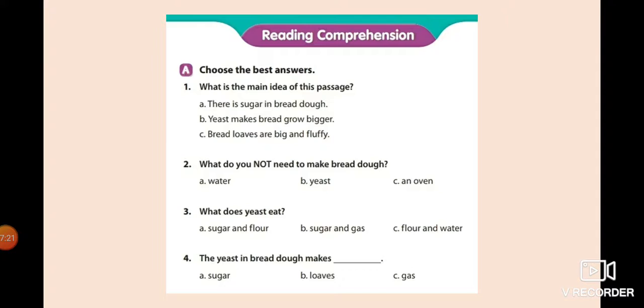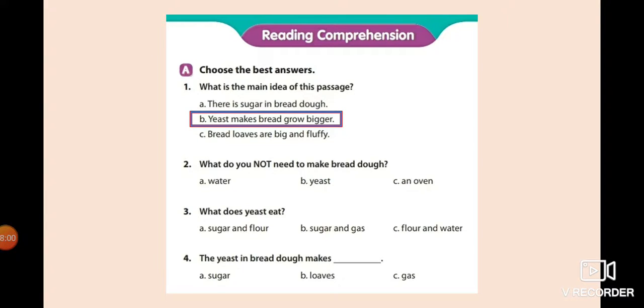Let's see. Now we pass to the reading comprehension part. In that case, we develop exercise A and we choose the best answers. What is the main idea of the passage? We have three options. There is sugar in bread dough, yeast makes bread grow bigger, or maybe bread loaves are big and fluffy. In that case, the best answer is yeast makes bread grow bigger, because we discussed that the main ingredient is yeast, and if we put sugar, this one grows faster, and if we put salt, this one rises slowly.